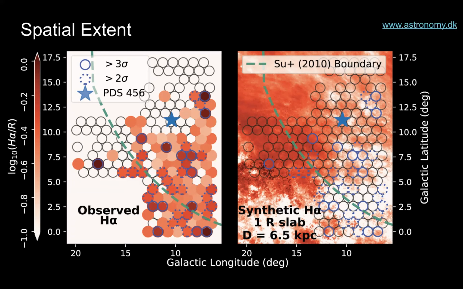So the emission measure must be ferocious in those low latitude sight lines to punch through all the extinction. Yeah, it seems like it.